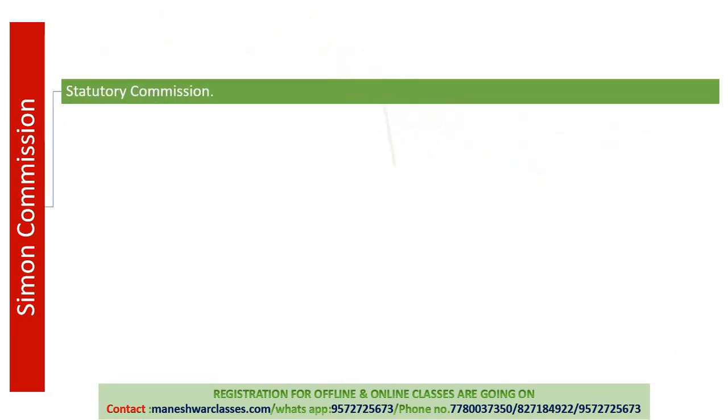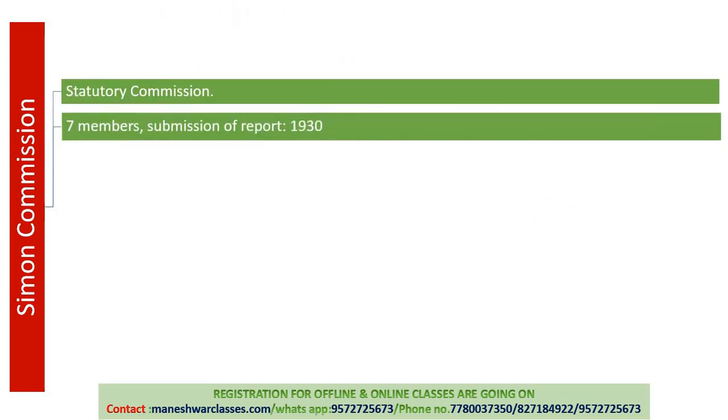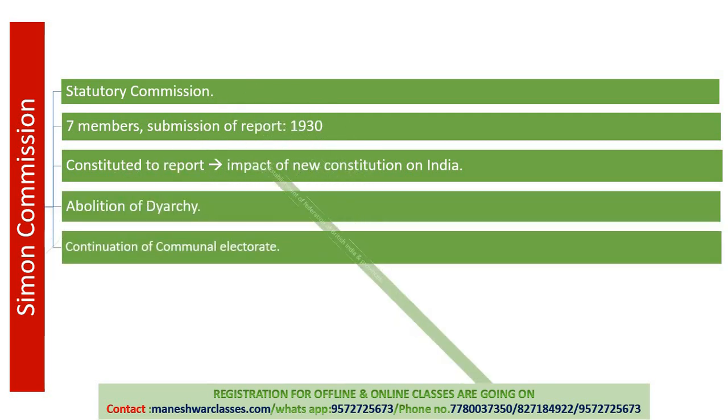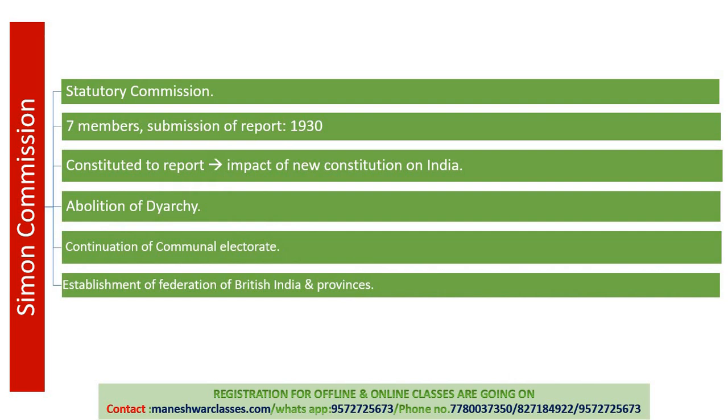The next topic is the Simon Commission. It was a statutory commission consisting of 7 members, constituted to report on the impact of the new constitution on India. The chairman of the Simon Commission was Sir John Simon, and he submitted his report in 1930.